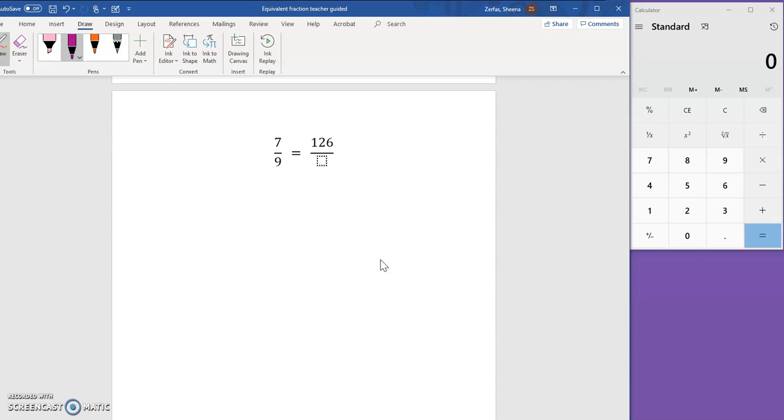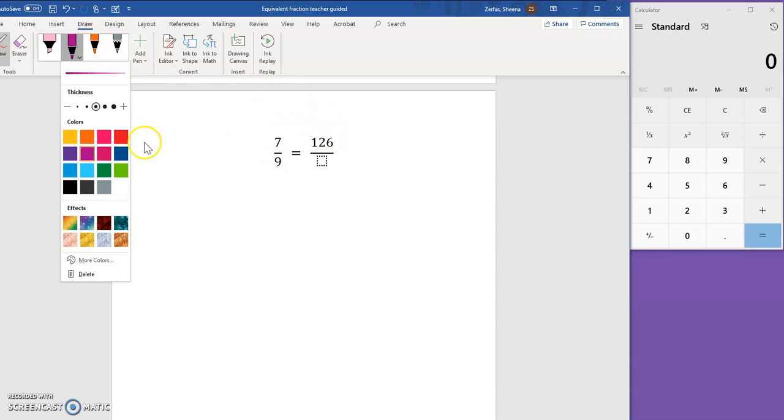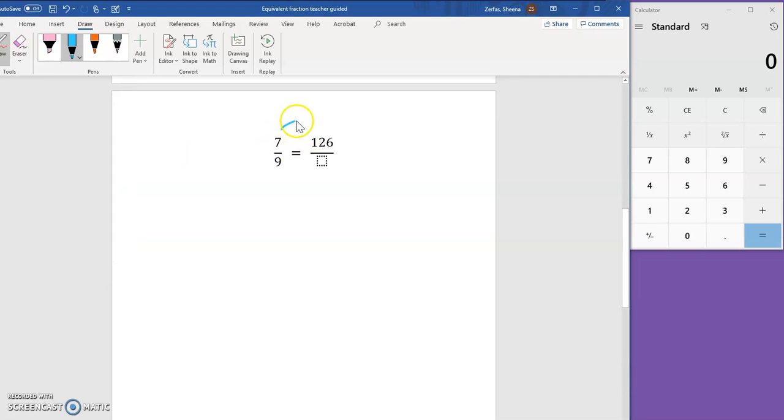We use that same process now to figure out this problem. So I want to know 7/9 is equal to 126 over what number? When you're dealing with larger numbers, having a calculator might be helpful for you. Again, we want to figure out which ones we know the same of. So I have two numerators. So I'm going to figure out what I did to the numerator on the left-hand side to get the new numerator.